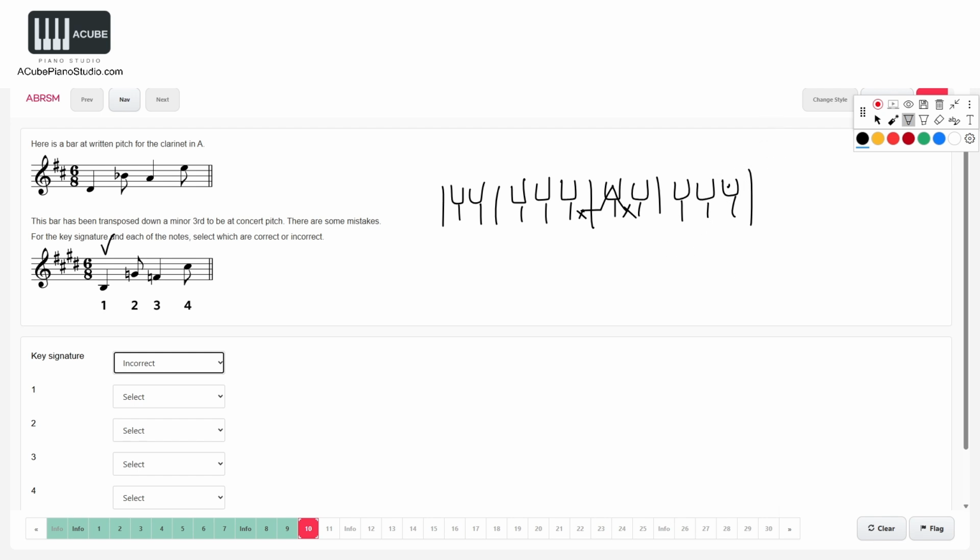So this is B flat. Let's go down 3 semitones. 1 semitone, 2 semitone, 3 semitone. So this is G, and it is G natural, so it is correct as well.